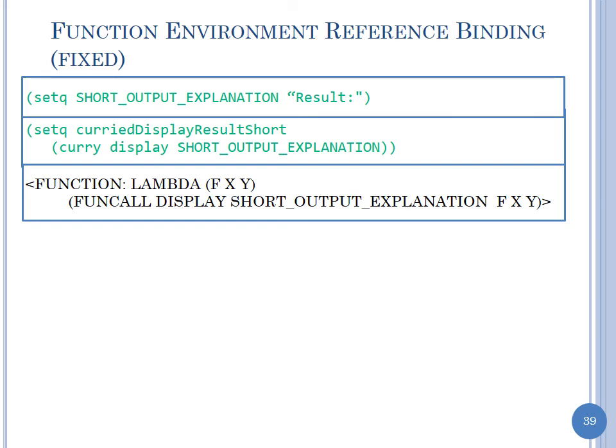And we saw another difference last time, and I'm just going to present it again. So if I say short output explanation result, and then I go and... I made the same mistake again. Imagine this to be the x and y. Imagine this curried display result short to be just curried display output explanation. Forget the product here.